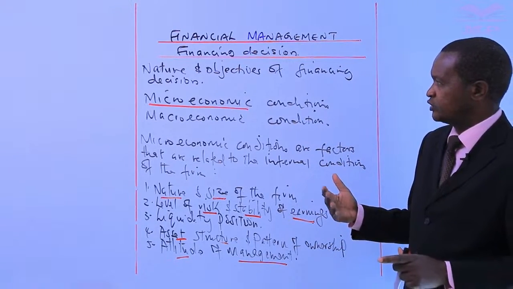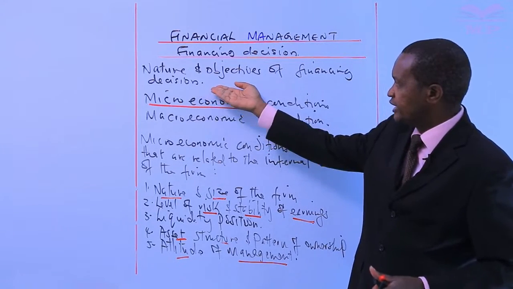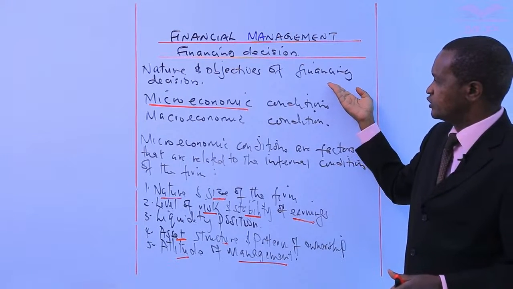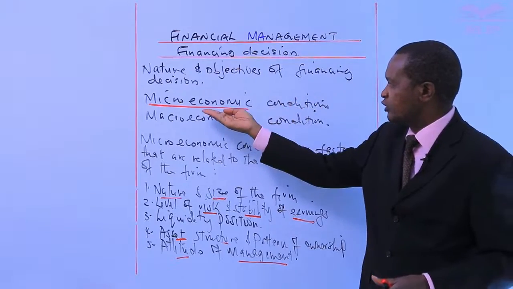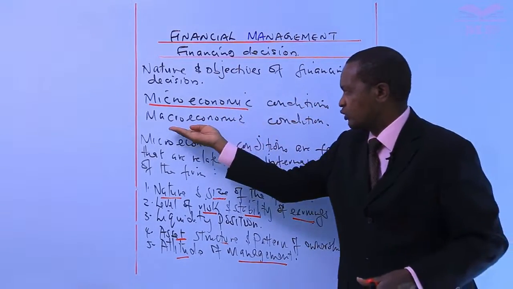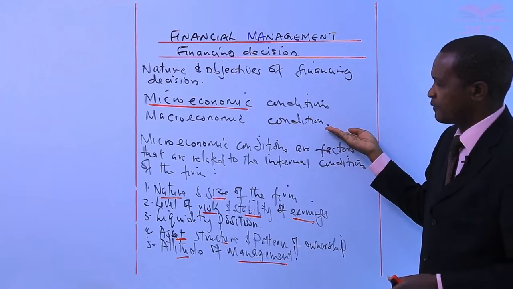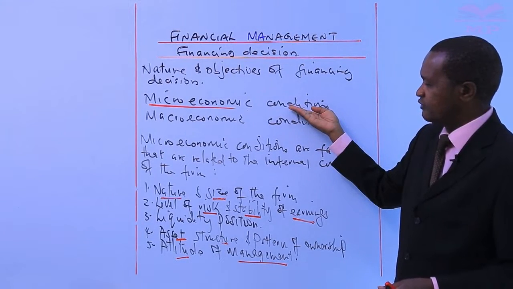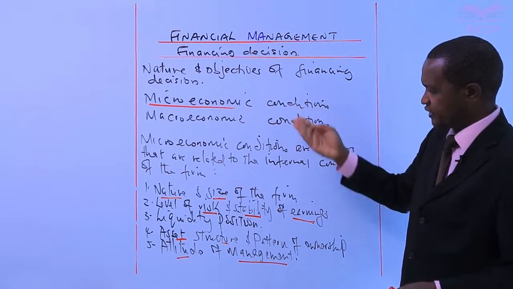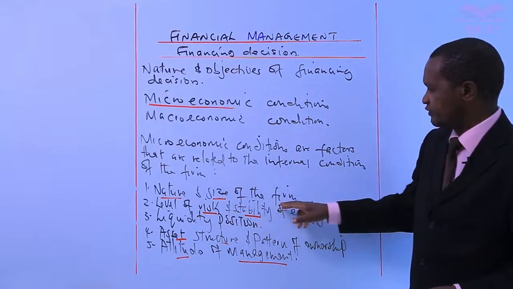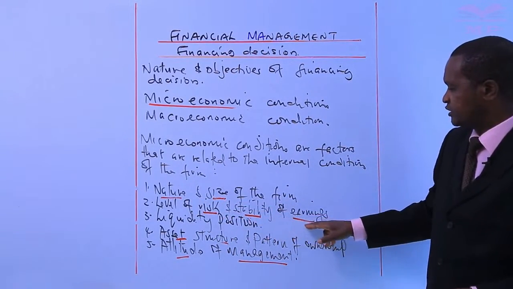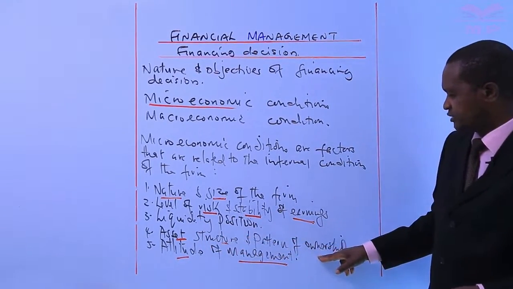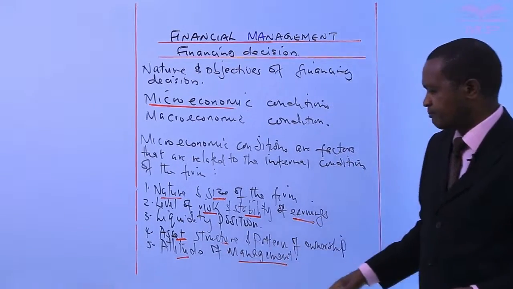And in our today's lesson, we introduced the subtopic on the nature and objectives of financing decisions. We've said that financing decisions can be influenced by microeconomic conditions and macroeconomic conditions. In our today's lesson, we discussed the microeconomic conditions that affect or influence financing decisions. We discussed 5 factors. The first one is the nature and size of the firm. Number 2, the level of risk and stability of earnings. Number 3, liquidity position. Number 4, asset structure and pattern of ownership. Then lastly, the attitude of management.